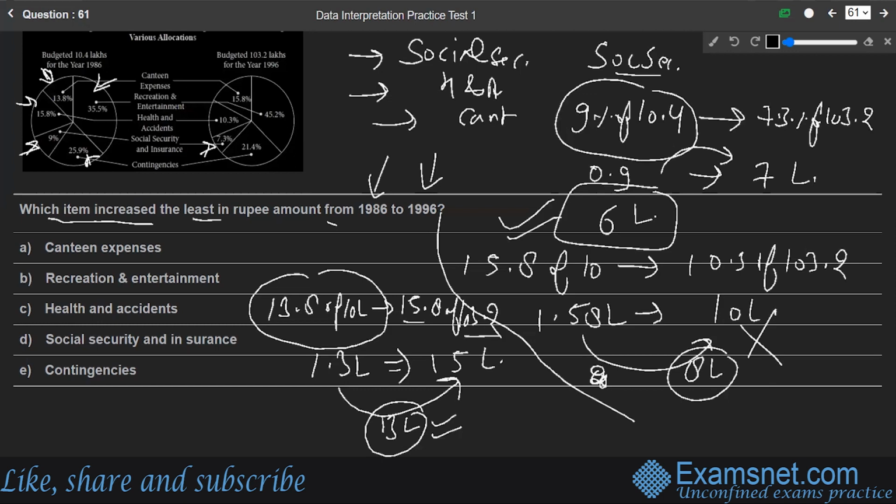So clearly by now, by comparing these small elements, we can clearly say that the least rise has come for the area called social security and insurance. So that should become the right answer only. Social security and insurance has got the least increase from 86 to 96.